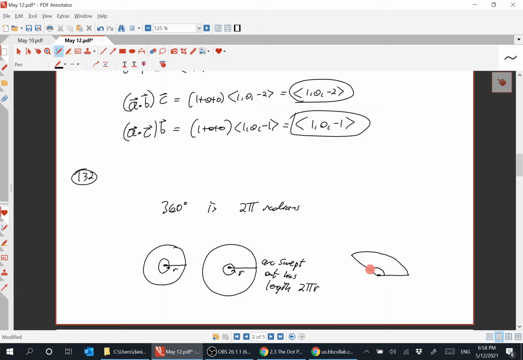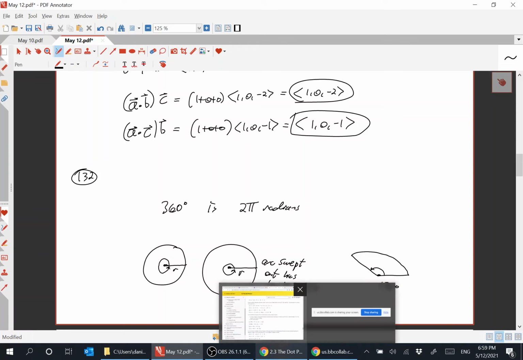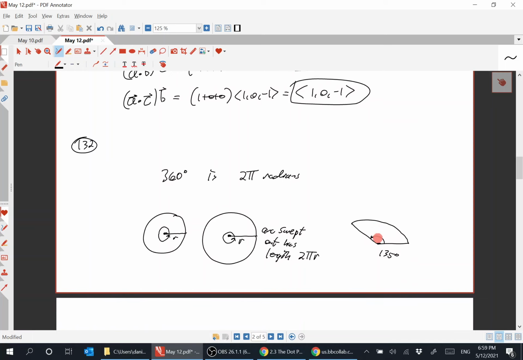We call this angle, if it's 135 degrees, pi over 4 times 3, 3 pi over 4. And the length of this arc here is r times 3 pi over 4. So the angle corresponds to this length. That's just a number without a label. We say labels just so we know what we're talking about.